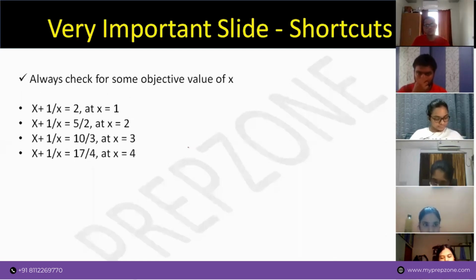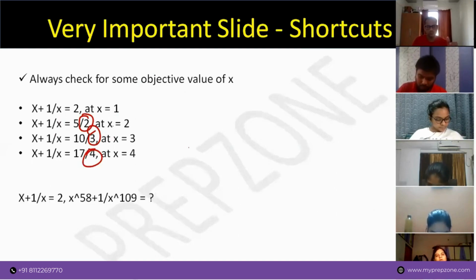Based on these, you will frequently see these values in your mocks or in your other exams. Say x plus 1 by x is 10 by 3. So the hint is always to take a hint from the denominator. Here the denominator is 2, so x can be 2, and then just check it. Denominator is 3, so 3 plus 1 by 3. Denominator is 4, so 4 plus 1 by 4, and then move on. So let's solve this question.